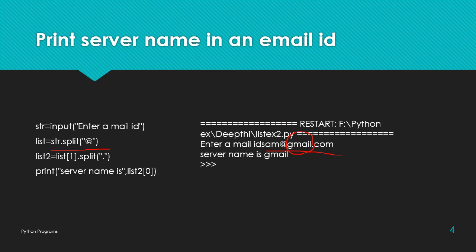Now we are splitting list[1]. That is, the second element of the list is again split using the next delimiter, the dot delimiter, which again produces a list which contains two elements. gmail is the first element and com is the second element. And what is to be displayed? gmail is to be displayed, which is the first element of the new list. So list2[0] is displayed. So just by using the split function, we can display the server name entered in an email ID.